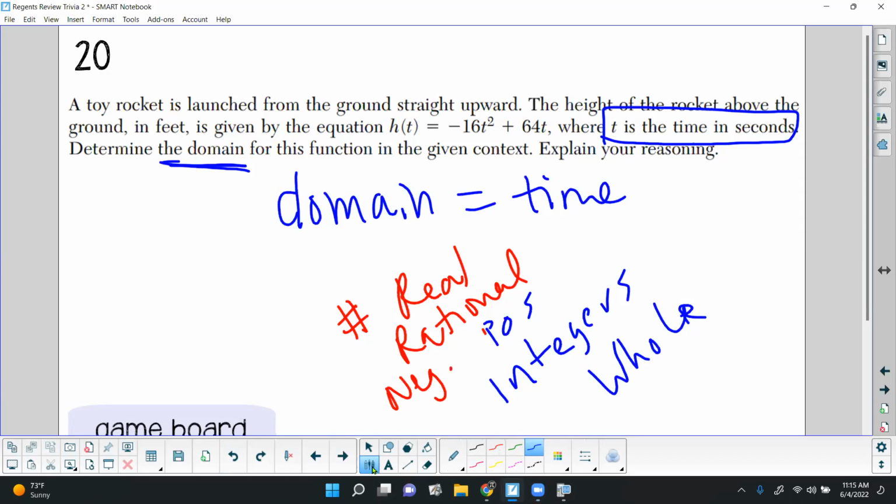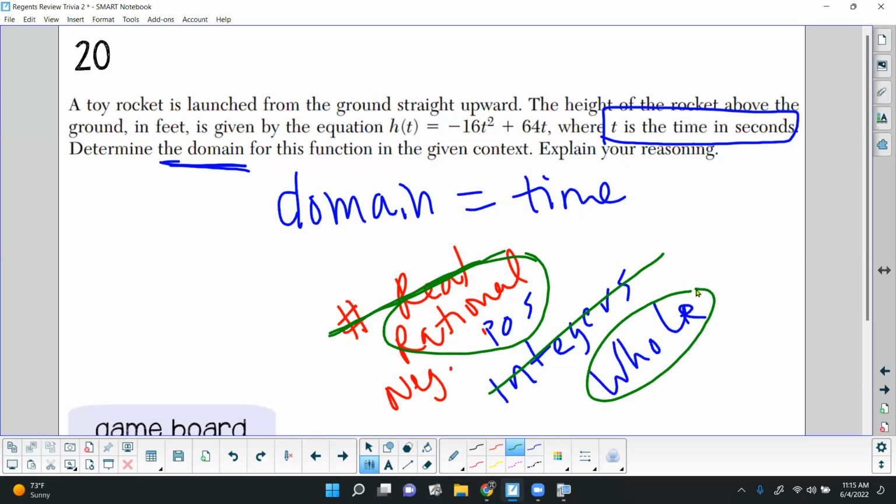So integers is out because integers have negative values. All real numbers is out because all real numbers has negative values. Now we can have positive rational numbers or we can have just whole numbers, right? So we've narrowed down our choices here. So you can have all positive rational numbers or just the whole numbers.